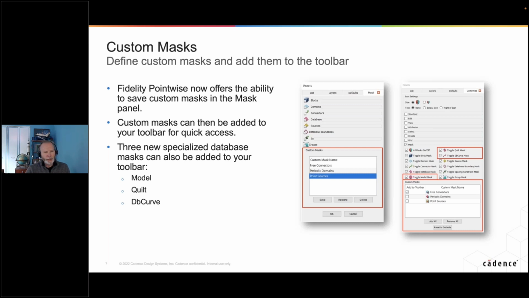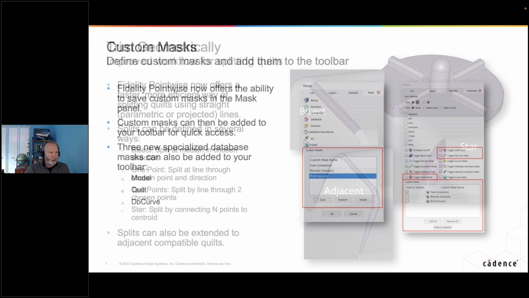And additionally, specifically related to working with geometry preparation, we've added some new mask objects that you can put on the toolbar specifically for quilts and for model entities, because we find that users are often working with those in their preparation of their geometry. And so that's a really nice addition.